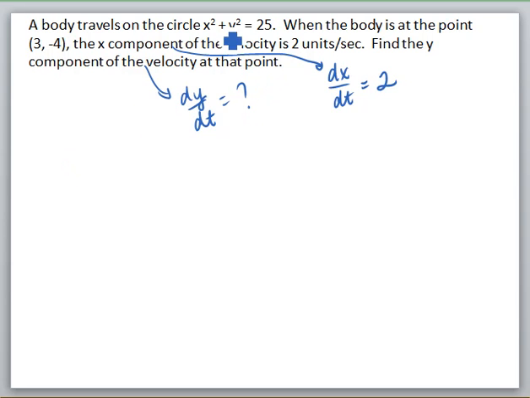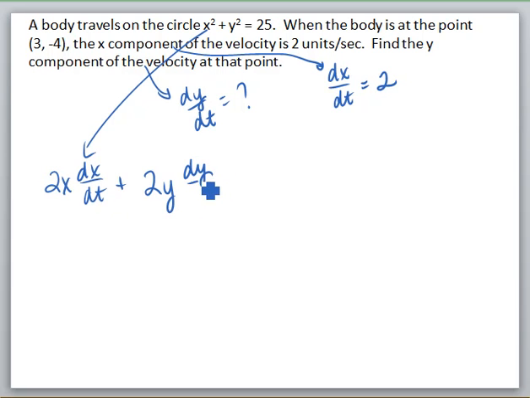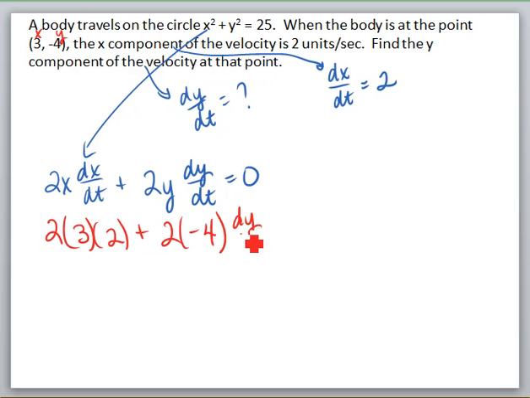Well, I need to just go ahead and take the derivative of this circle. So the derivative would be 2x dx over dt plus 2y dy over dt equals 0. I need to solve for dy over dt. So what things do I have? Well, I know that I have a 2. Right here's my x, and there's my y, so my x is 3. My dx over dt is 2, plus 2 times my y value, which is negative 4, and I have dy over dt equals 0.